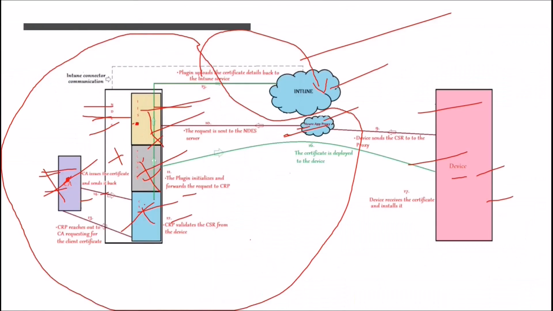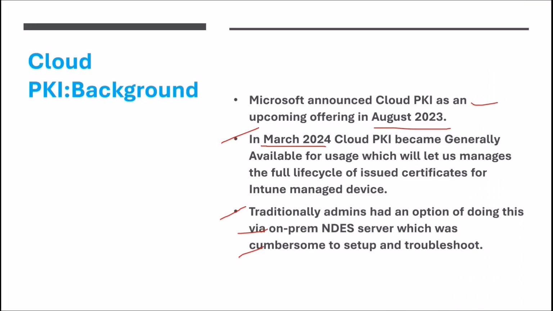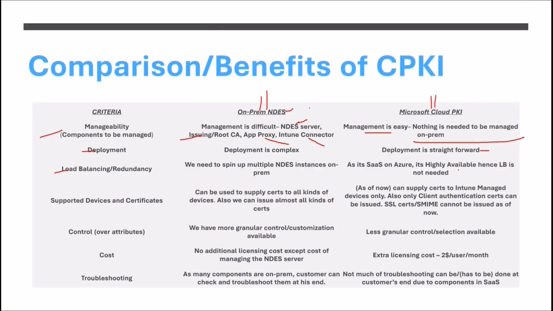But just an FYI, in this case, if you want to have load balancing, you would have to set up two different NDES servers, meaning you would have to set up two different app proxies if you want, meaning you would have to maintain all of that. However, load balancing in case of Cloud PKI is very easy because we don't have to worry about it, because Cloud PKI is a SaaS on Azure. So Microsoft is going to take care of managing and maintaining its load balancing attributes.